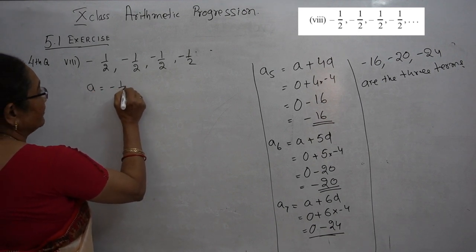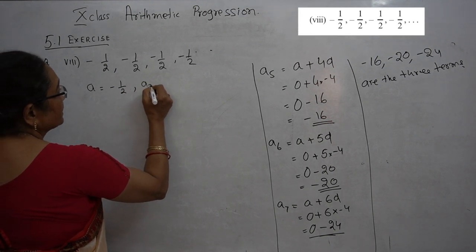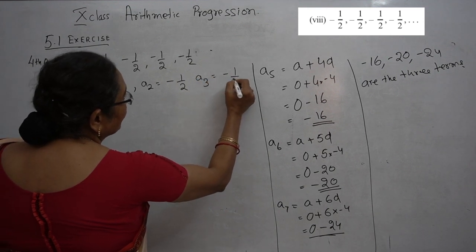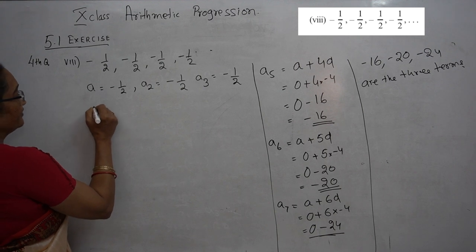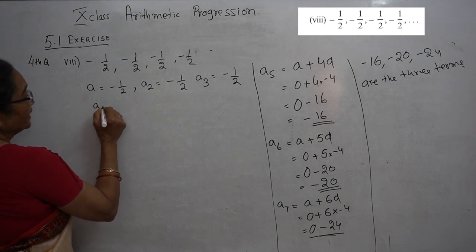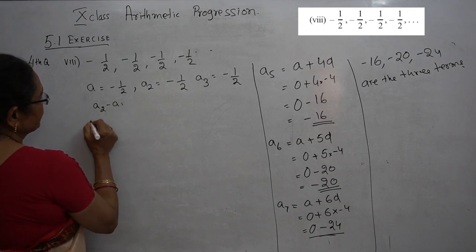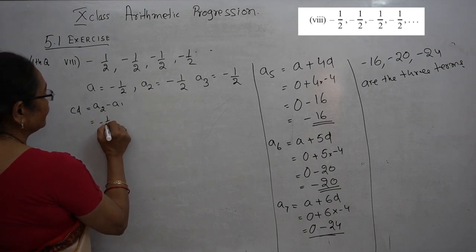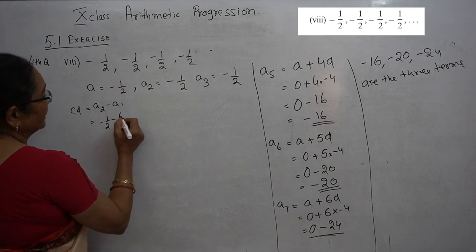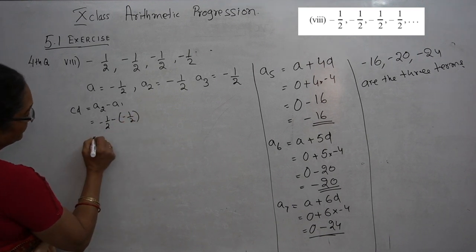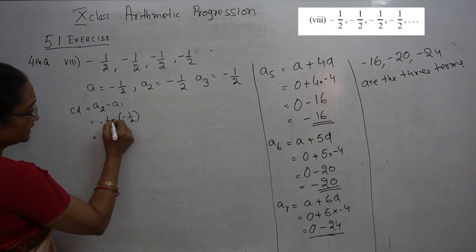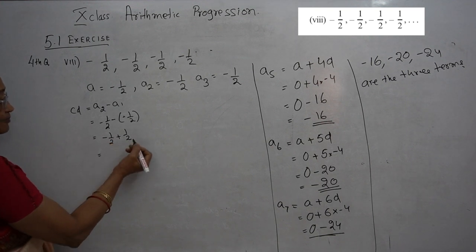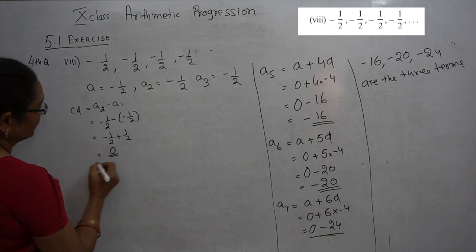Now here also same. A1 is minus half. A2 is also minus half, and A3 is also minus half. Now let's see the difference. A2 minus A1, we shall see the common difference. A2 is minus half minus, and A1 is also minus half. Therefore minus half, minus into minus is plus half. So minus half plus half equals 0. What is our common difference? 0.